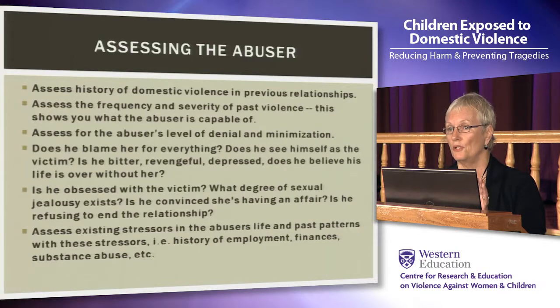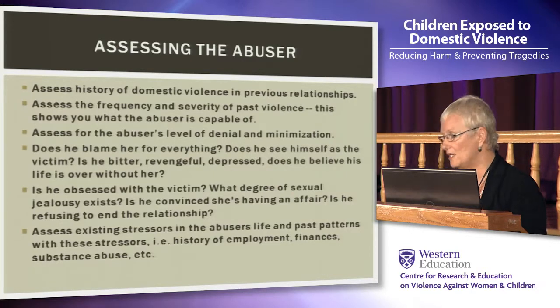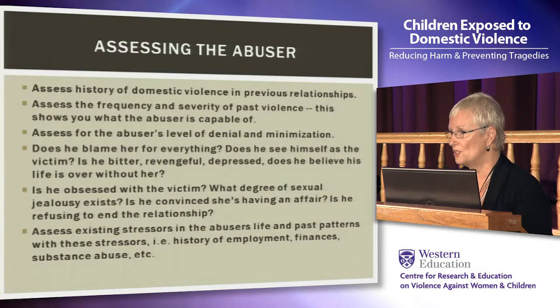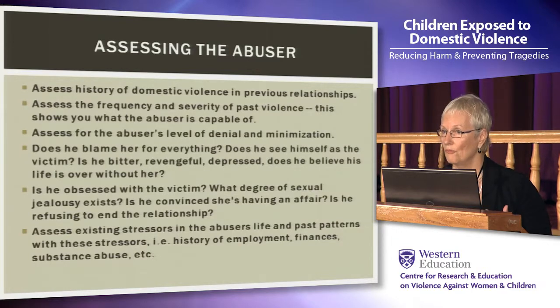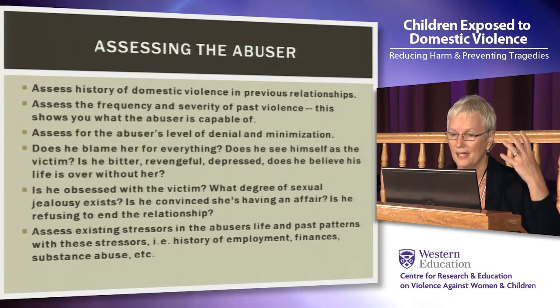In terms of looking at the abuser, what are we looking at? We're looking at a history of DV in previous relationships. We're certainly looking at the frequency and severity of past violence, which shows you what the abusive father is capable of. We're assessing for level of denial and minimization. Does he tend to blame his partner, ex-partner for everything? Does he see himself as the victim? Is he bitter, revengeful, depressed? Does he believe his life is over without her? These are all risk factors we need to understand to get into his head.